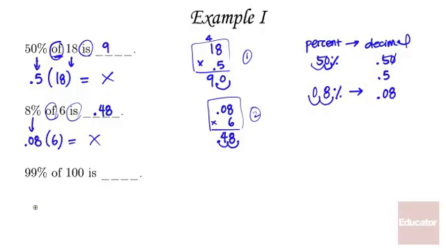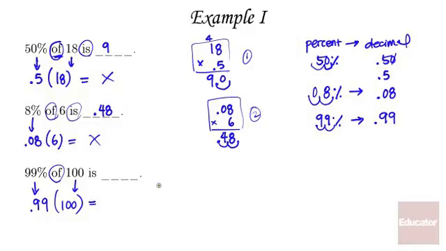Okay, and the next one, 99% of 100 is... 99% changes to a decimal because you're solving with it. 99%, you're going to go 1, 2. It's going to be 0.99. "Of" means times, 100 in parentheses, equals something. So 0.99 times 100.